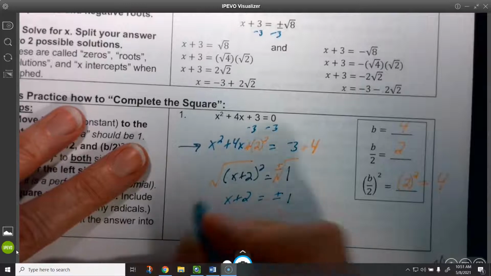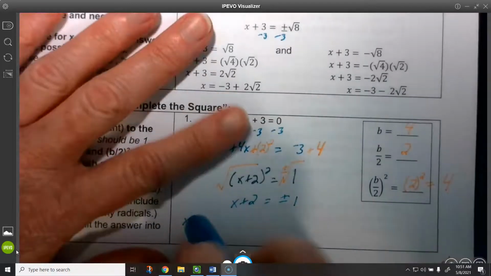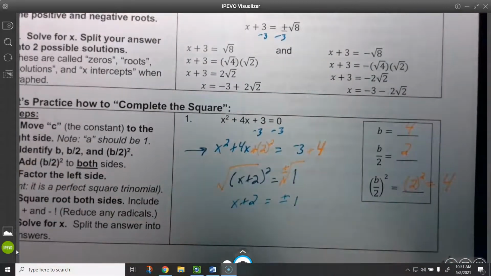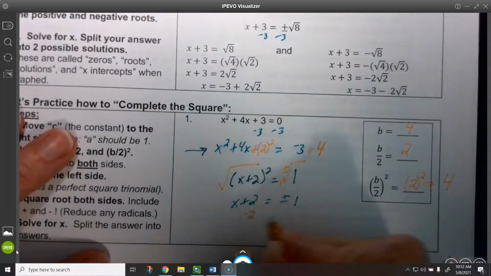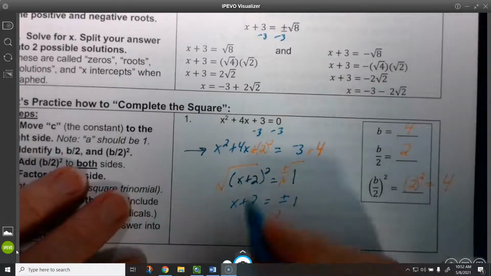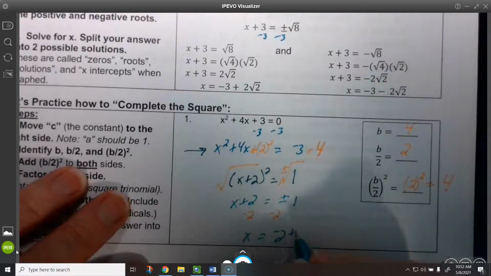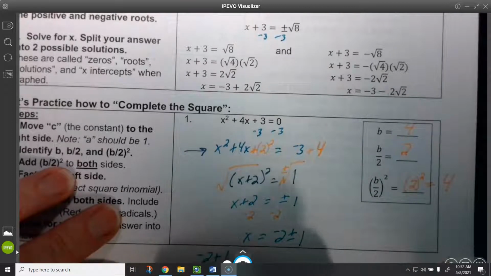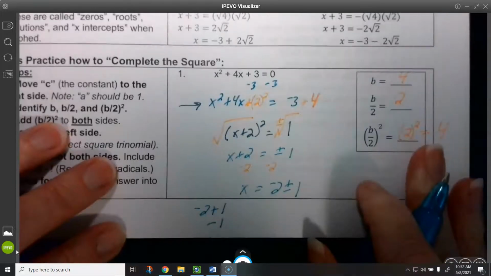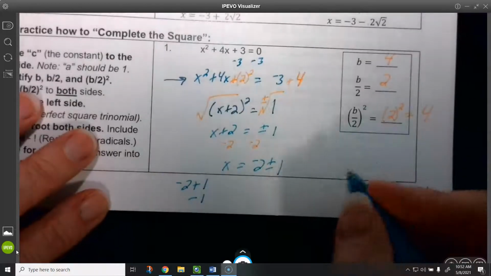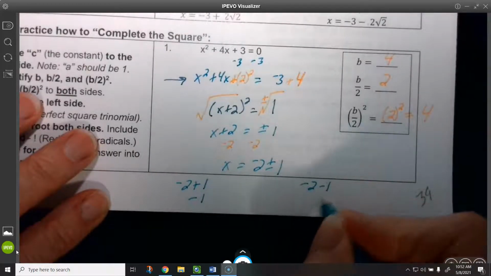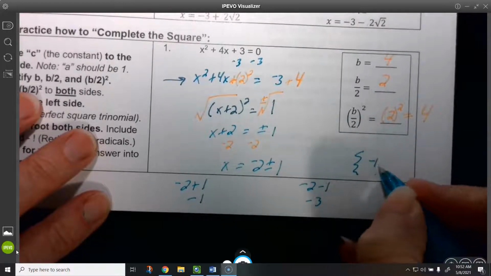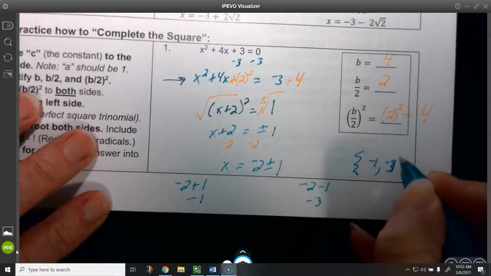So now this breaks into two things. X plus, oh, wait a second. It doesn't need to yet. I'm going to subtract 2 from both sides. So I get x is equal to negative 2 plus or minus 1. Then I'll break it into negative 2 plus 1, which is negative 1. And negative 2 minus 1, which is negative 3. So my solutions, if I write it in set notation, are negative 1 and negative 3.